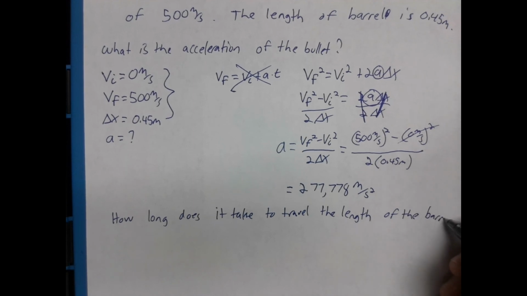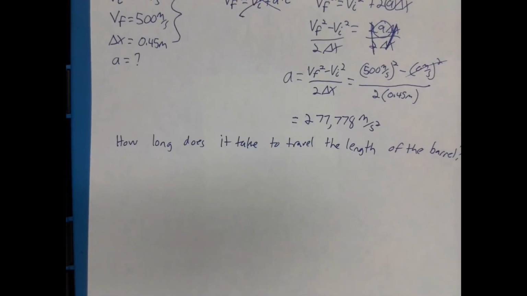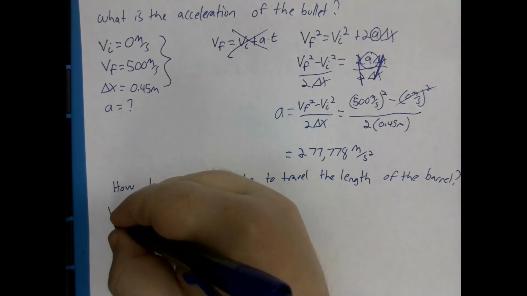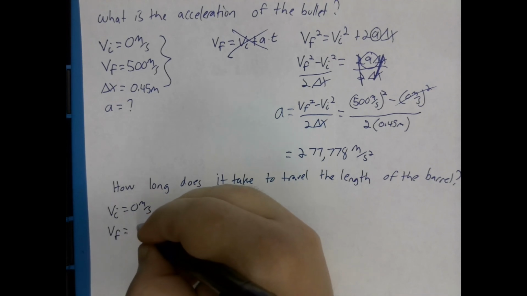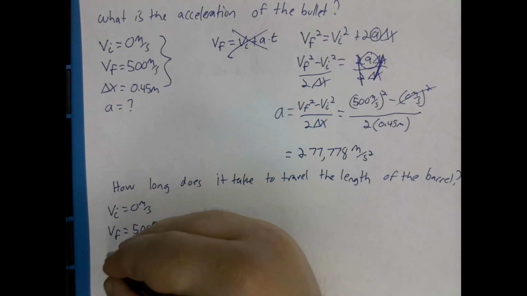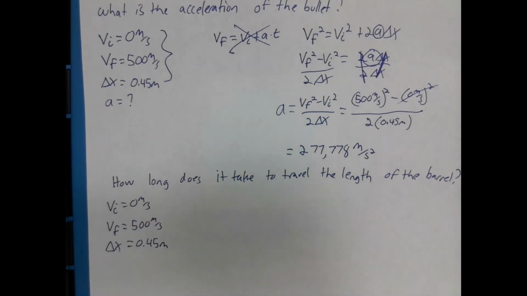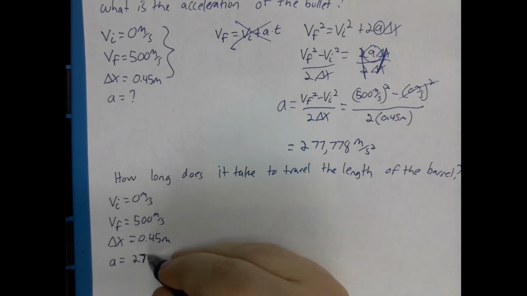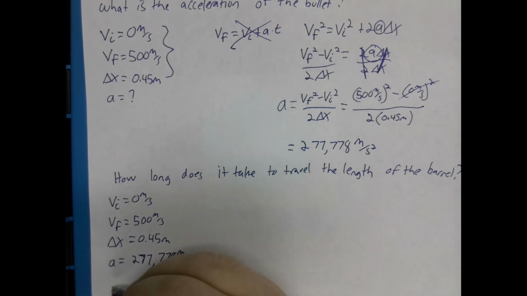So when you fire a gun, how long does that bullet actually stay in there? So again, we have all these variables. So we know its initial speed is 0 meters per second. We know its final speed is 500 meters per second. We know that it changed its position by 0.5 meters. We know that the acceleration is 277,778 meters per second squared. And what we're looking for is time.